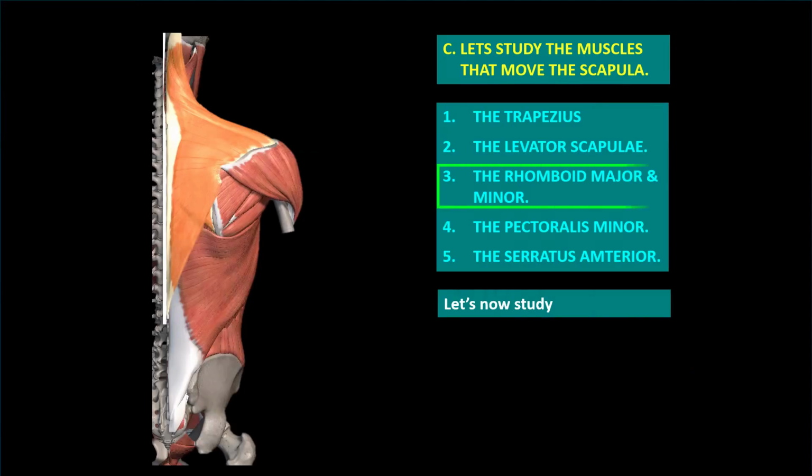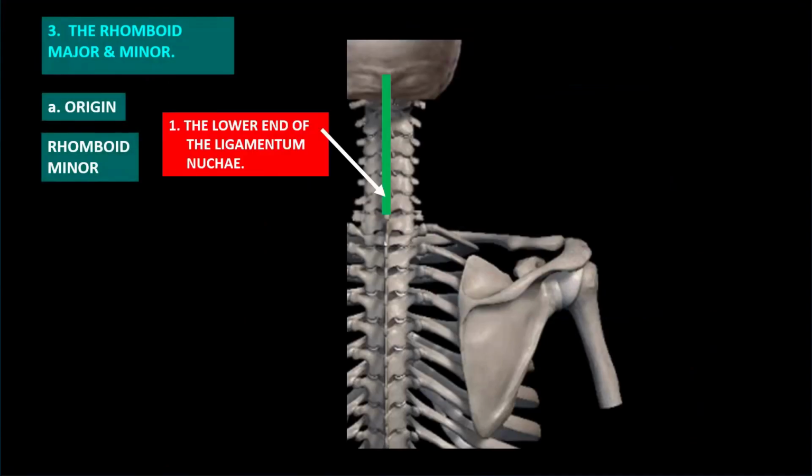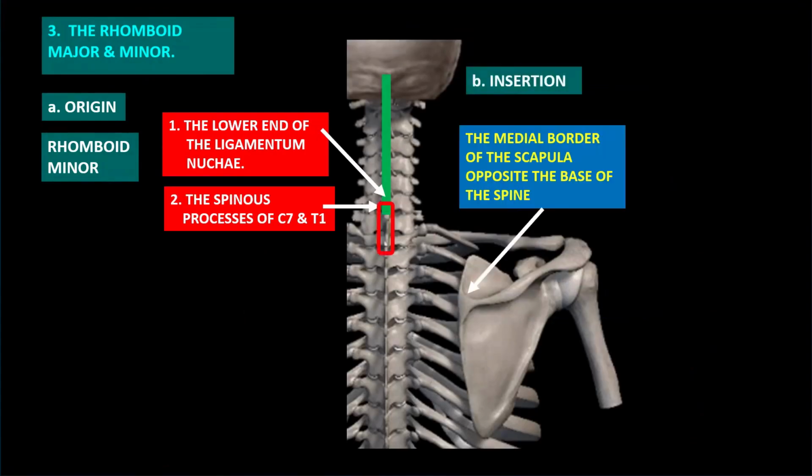Let's now study the rhomboid major and minor. Origin, rhomboid minor. 1, the lower end of the ligamentum nuchae. 2, the spinous processes of C7 and T1. Insertion, the medial border of the scapula opposite the base of the spine.